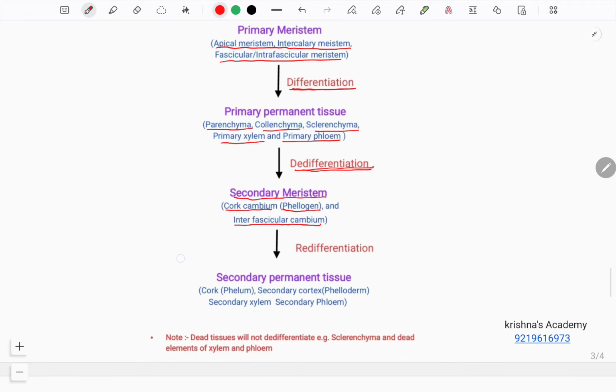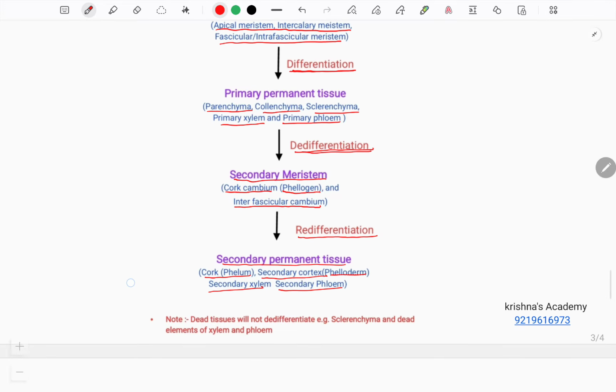Now the next important term is redifferentiation. The secondary meristem divides, and after some divisions it also loses the capacity of division and gets differentiated to perform a specific function. Such permanent tissues are called secondary permanent tissue. Examples: cork cambium or phellem, secondary cortex or phelloderm, secondary xylem and secondary phloem. Where the word secondary is used, these are secondary permanent tissues.